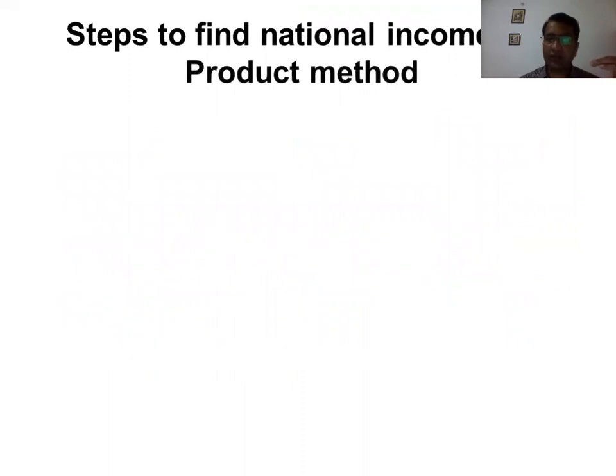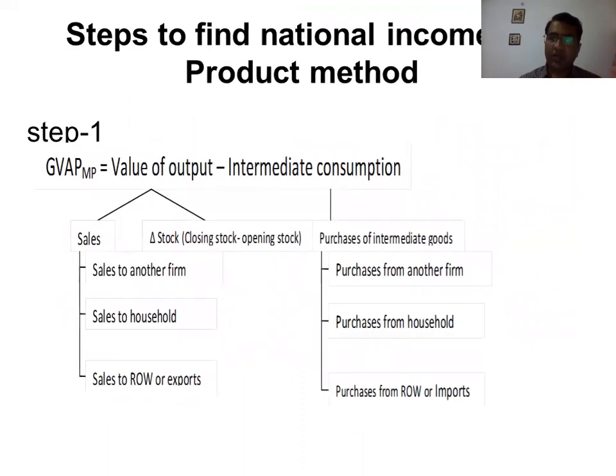The first step to find out national income is to calculate gross value added at market price. Value of output minus intermediate consumption, the difference is called gross value added at market price. Now, how to calculate the value of output? Sales plus change in stock.